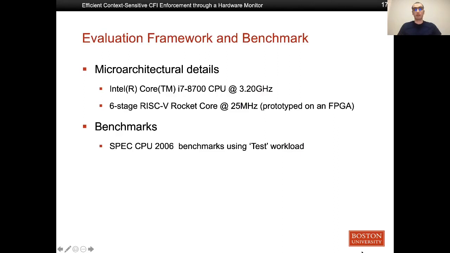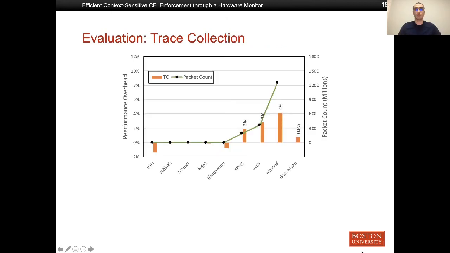We evaluated both PT-based microCFI and PHMon-based microCFI. For PT-based microCFI, we use an Intel machine operating at 3.20 GHz, and for PHMon-based microCFI, we use a 6-stage RISC-V Rocket core prototype on an FPGA. We use SPEC CPU 2006 benchmarks to evaluate these two mechanisms.